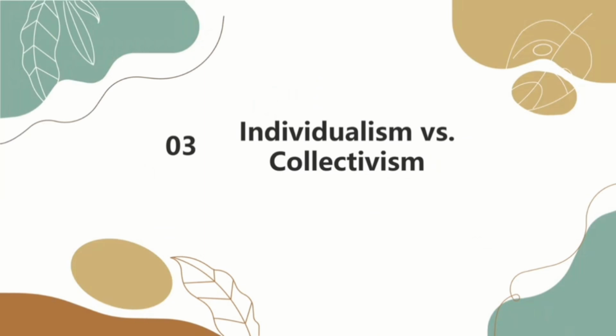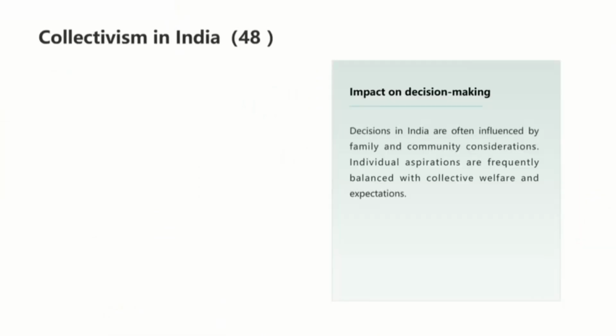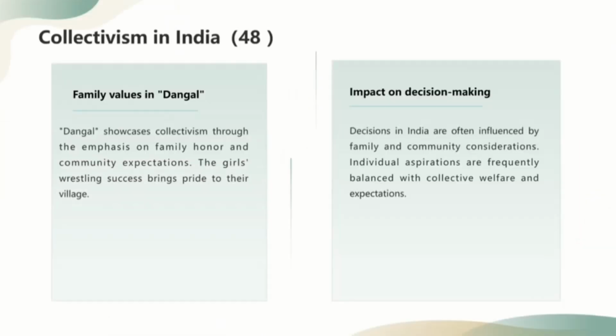Let's move to the next part. Individualism versus collectivism. First is collectivism in India. Dangal highlights collectivism through family honor and community pride. The girls' success is championed for their village, not just themselves. Decisions balance individual aspirations with collective expectations.